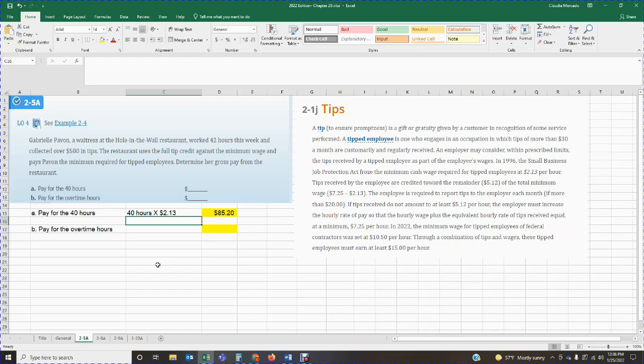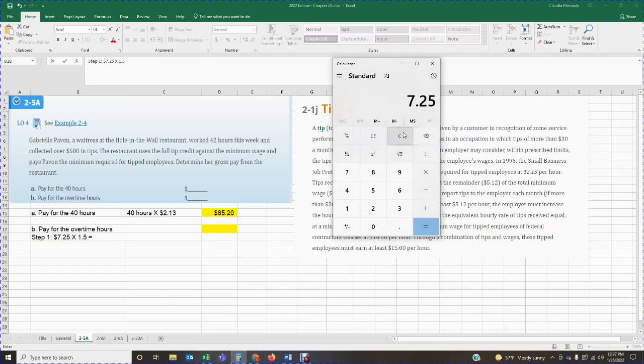Now we have to calculate the overtime pay. Before we calculate the overtime pay for those 2 hours, we have to do a series of steps to calculate the overtime rate. I'm going to break it down into 3 steps. Step number 1 is to calculate the overtime rate based on the minimum wage. The minimum wage is $7.25, and we're going to multiply by 1.5 because it's time and a half. That means $7.25 times 1.5. That means that the overtime rate is $10.88. And it's 88 cents because that third digit is a 5, so we're going to round up 1.